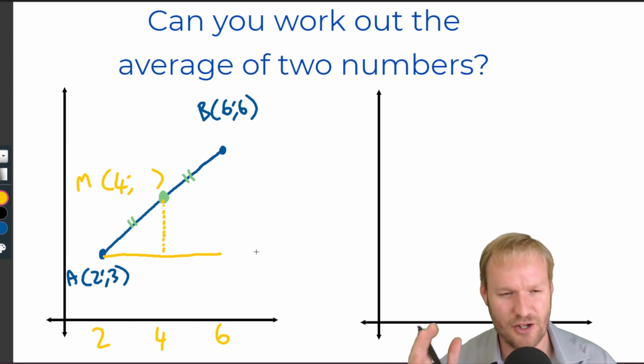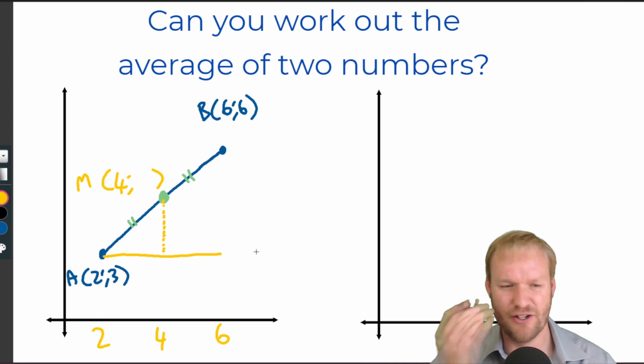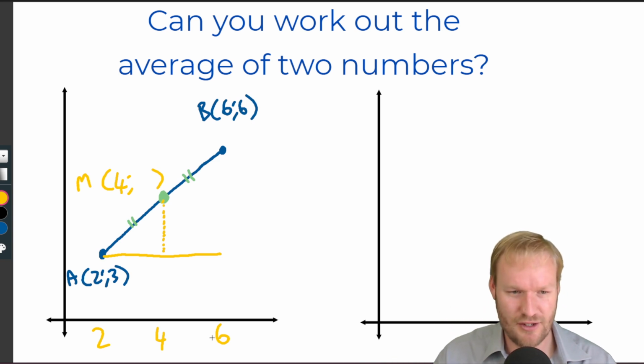Now think how we actually got the 4. It's the same distance away, but we might have added those two together and divided by 2. And there was my concept of average.